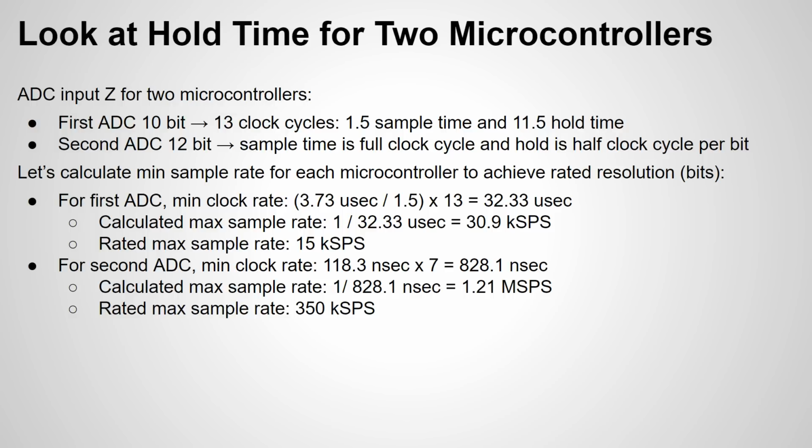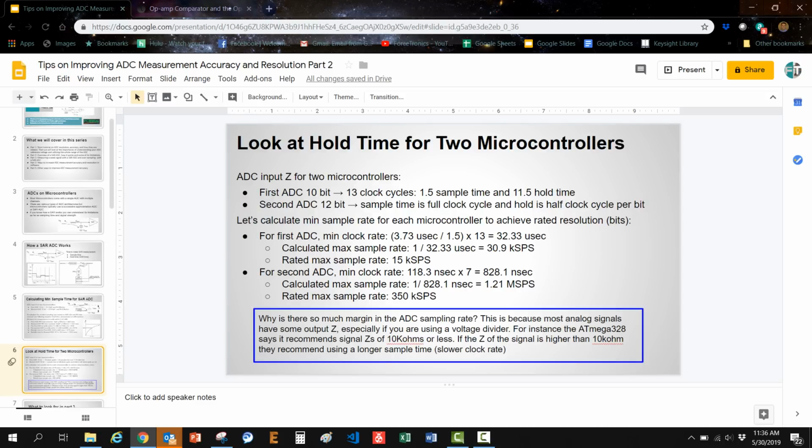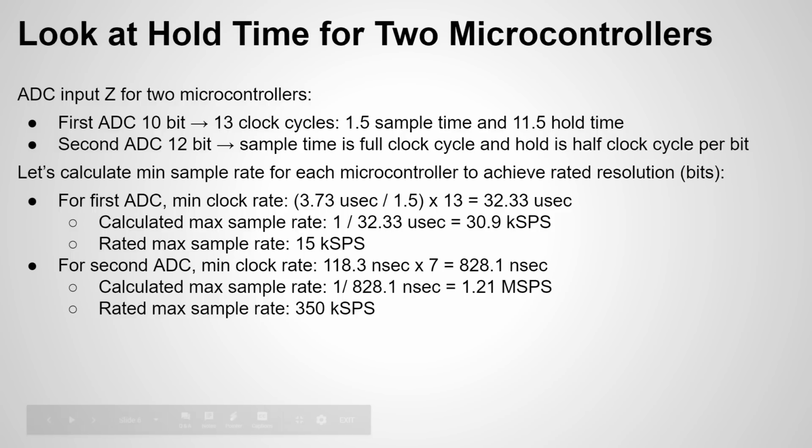For the second ADC, it's all based on clock rates, which makes it a little easier. So for the second ADC, our sample and hold time is all based on clock cycles. If we assume that we need 118 nanoseconds per clock cycle, because that's the time it takes to do a sample, and a sample is one full clock cycle, we multiply that by 7 because we want 12 bits, and each successive approximation calculation per bit is a half clock cycle.